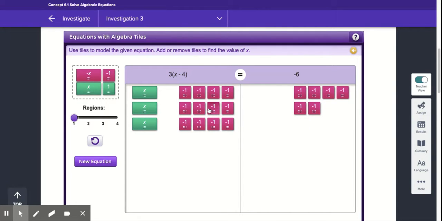To solve this problem, you should know that the first step is you need to get rid of all of these -1s. And the only way to get rid of the -1s is to add 1s to it. So once you add 1s to it, you can see that they're canceling out. So I am going to drag over 12 of these because it was a -12, so I'm adding 12 to it.